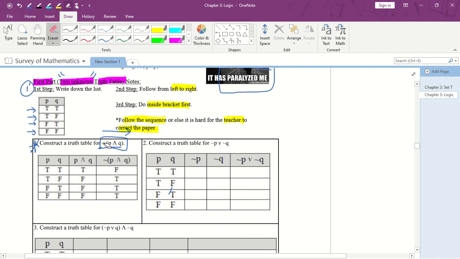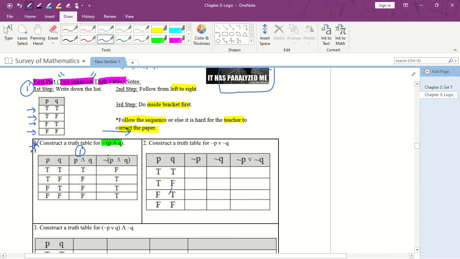So let's look at the questions here. The first question says negation of P and Q. When we look at this question, we are given P and Q. So the next step, of course, is that we need to do inside the bracket first, or we should say the parentheses. So P and Q. Once we've done P and Q, we will find the negation. So first I find P and Q. Remember, only when both are true will it be true. So true and true becomes true. True and false becomes false. False and true becomes false. False and false becomes false. And we get true, false, false, false.